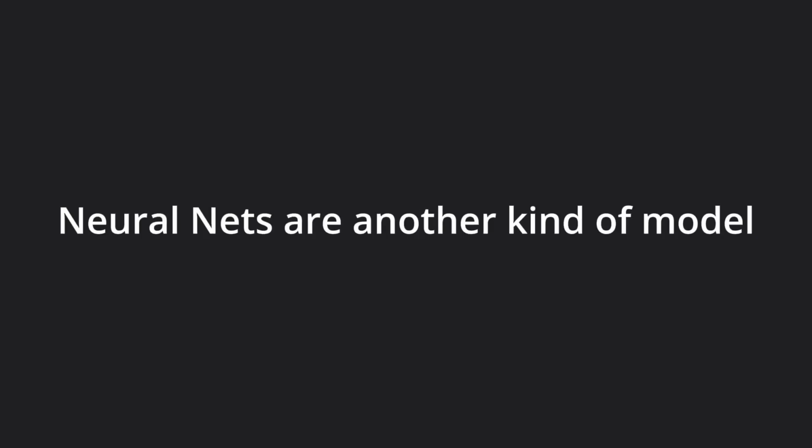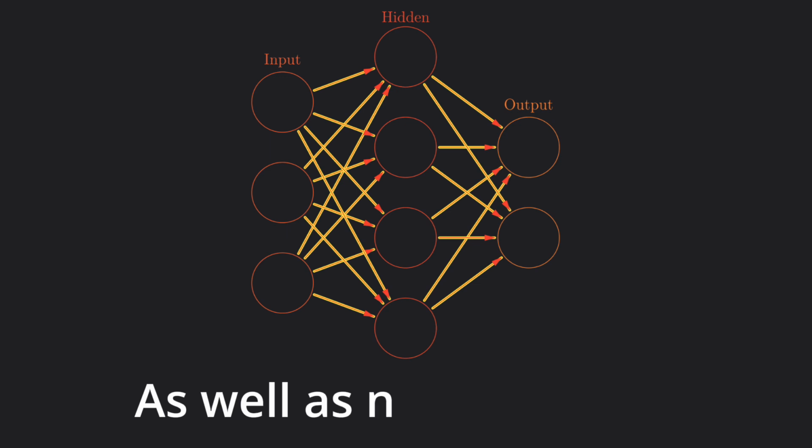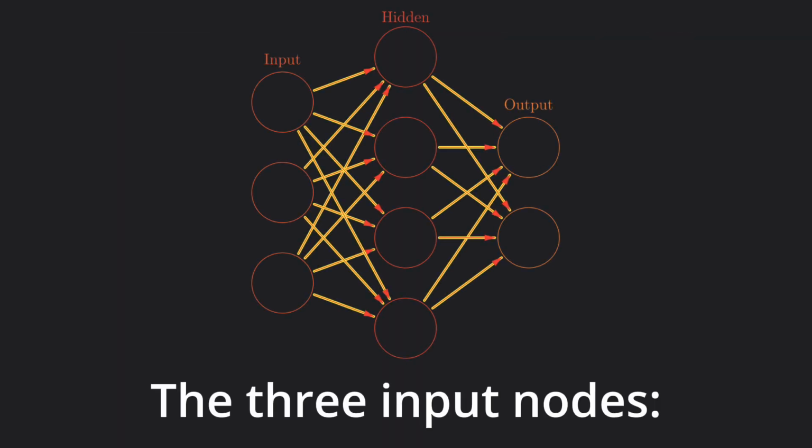Neural networks are another kind of model, and they're much more powerful than linear regression. Here is a standard neural network. They use linear regression as well as nonlinear functions like the sigmoid. The 3 input nodes store x1, x2, and x3 respectively.